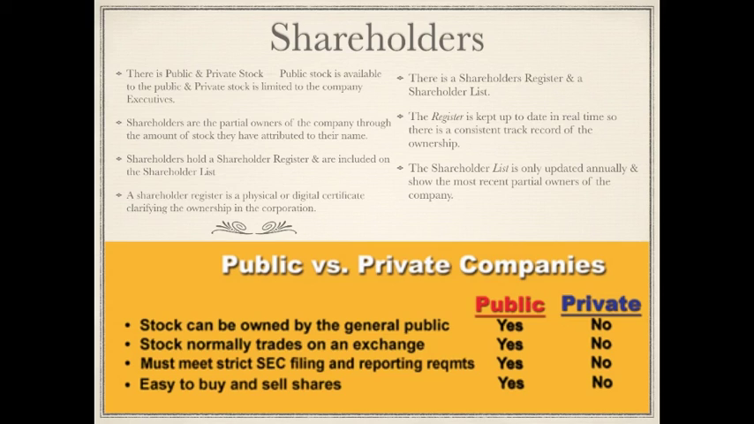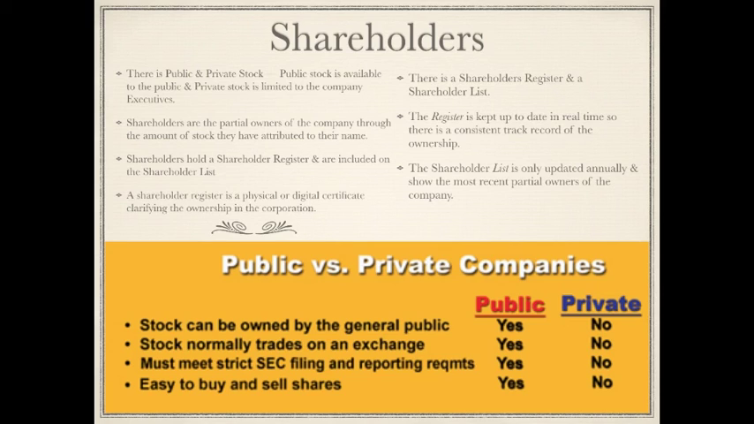And then we've got shareholders. Shareholders are partial owners in a company, but there is public and private stock. Public stock is available to anyone, and private stock is limited to the company executives. Shareholders are the partial owners of the company, and however much they own is based on the amount of stock they have.